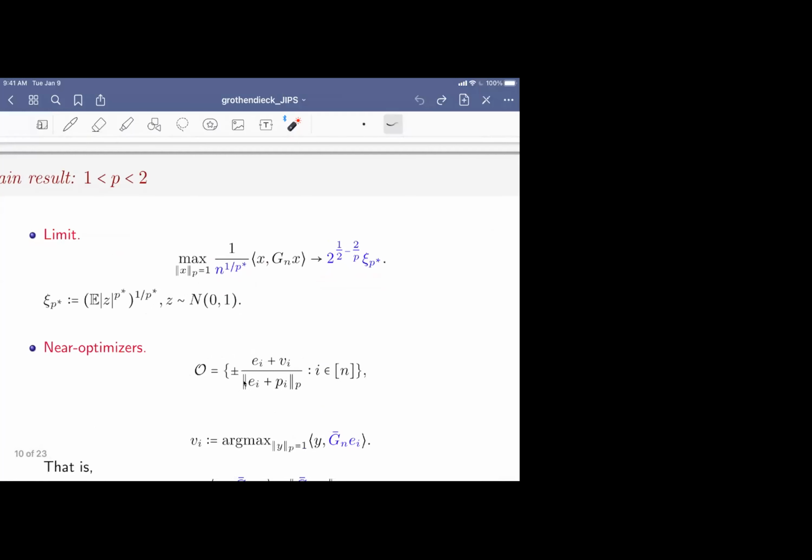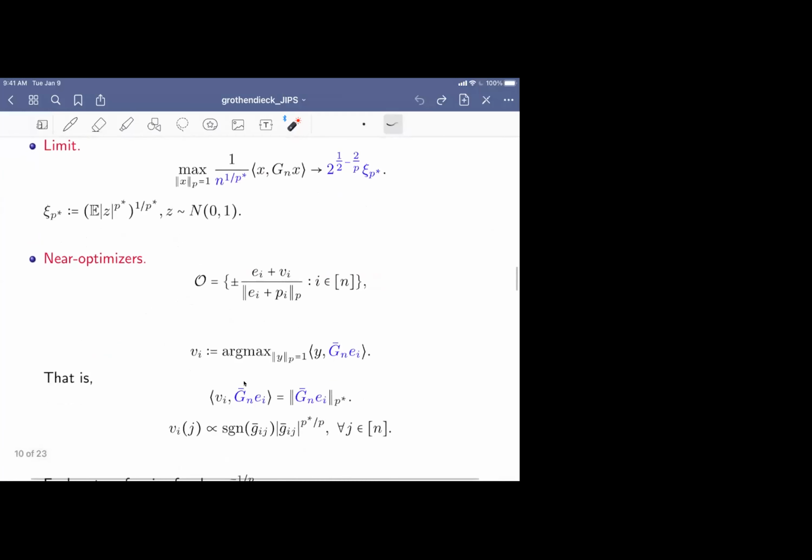So not only can we describe the limit, but we can also give a complete description of the near optimizer. For that, I need to define this set O. Ignoring the signs, which are basically trivial, this set O contains n vectors. For each i, I have the ith coordinate vector, then I add some vector vi, which I'm going to describe in a second, and then I normalize so that it sits on the unit LP sphere.